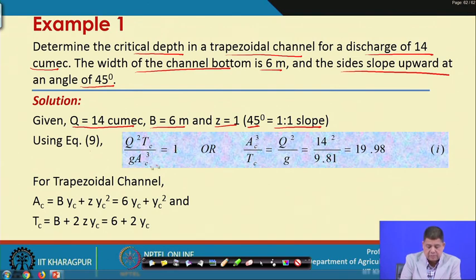So, this is the condition we have already seen, that is Q square T C by G A C cube equal to 1, that is the specific energy condition, and from here A C cube by T C is Q square by G. So, Q is known, G is known. So, that value comes out to be 19.98.